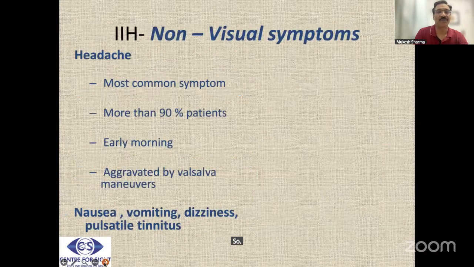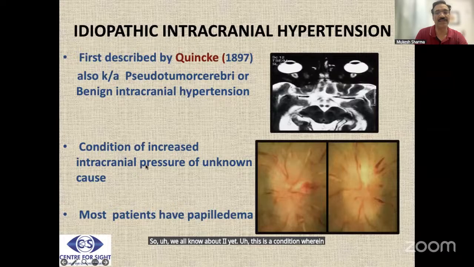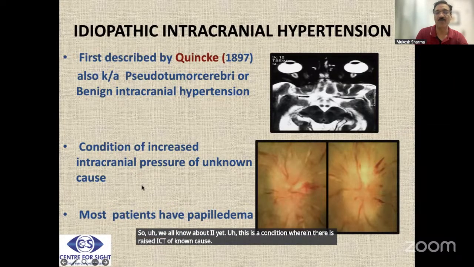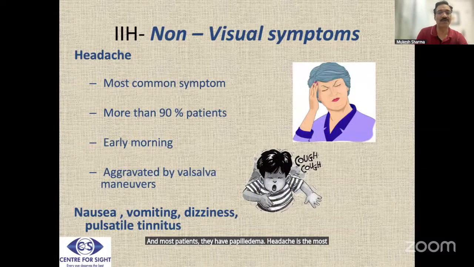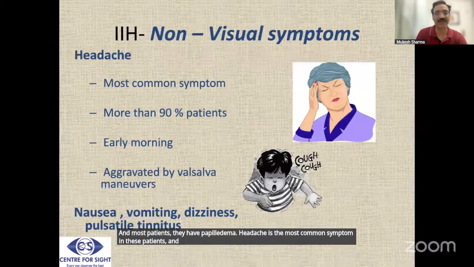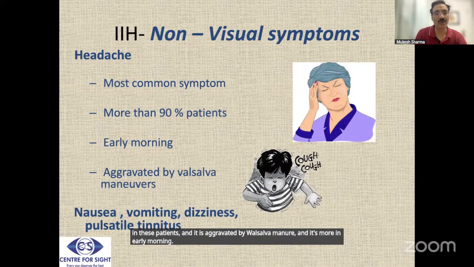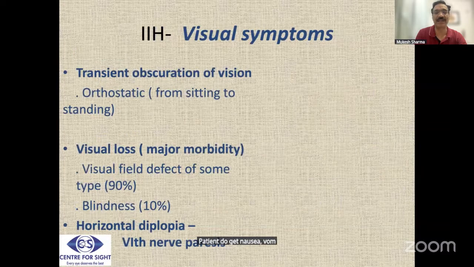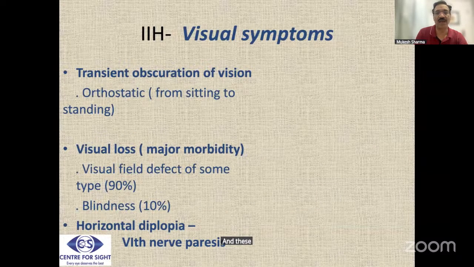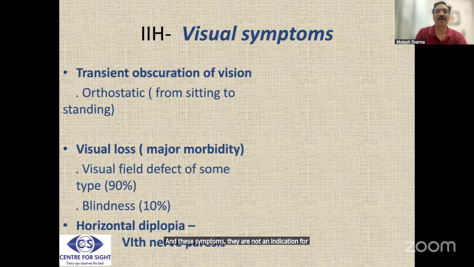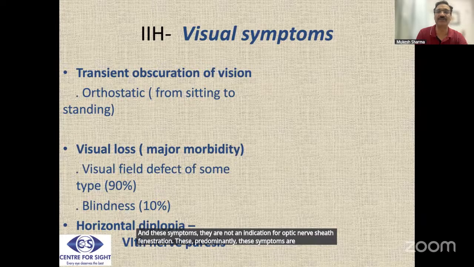So we all know about IIH. This is a condition wherein there is raised ICT of unknown cause, and most patients have papilledema. Headache is the most common symptom in these patients, and it is aggravated by Valsalva maneuver, and it's more in early morning. Patients do get nausea, vomiting, tinnitus. So these are the neurological symptoms, and these symptoms are not an indication for optic nerve sheath fenestration. Predominantly these symptoms are indication for shunt.